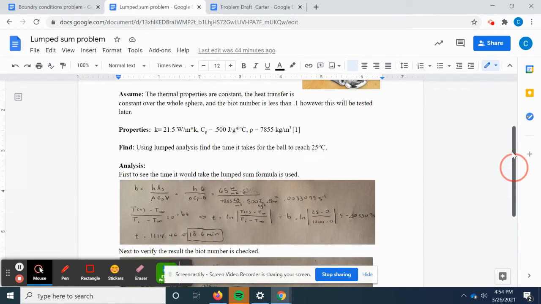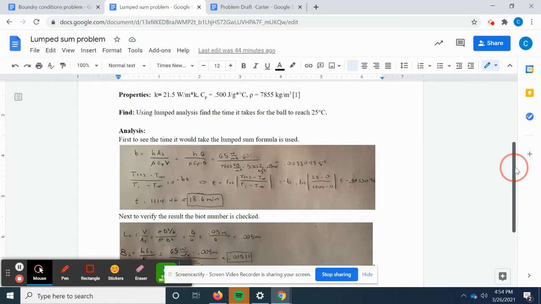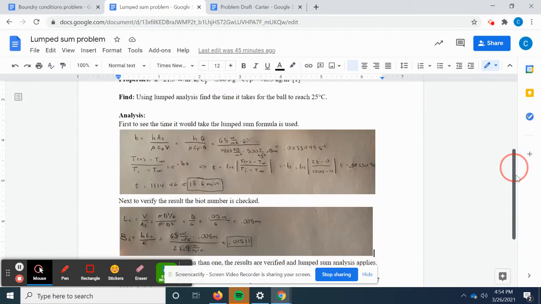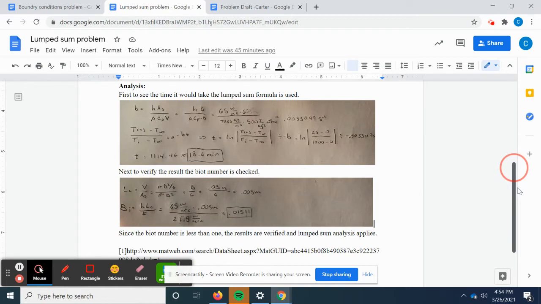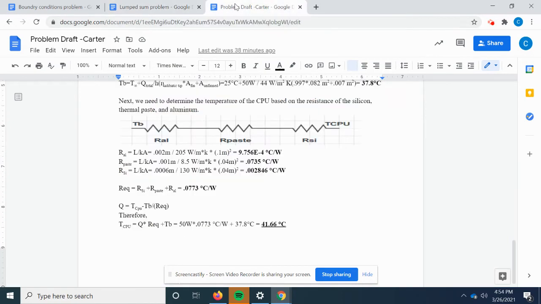To start this problem off, you just take the lumped analysis formula, e to the negative bt equals temperature minus temperature infinity divided by initial temperature minus temperature infinity, and then solve for time. First, you must solve for the b, which is like the time coefficient, and from there you can determine the time is 18.6 minutes. To verify the results of the lumped analysis, we take the Biot number, which is equal to 0.0151, which is less than 0.1, and therefore lumped analysis applies.